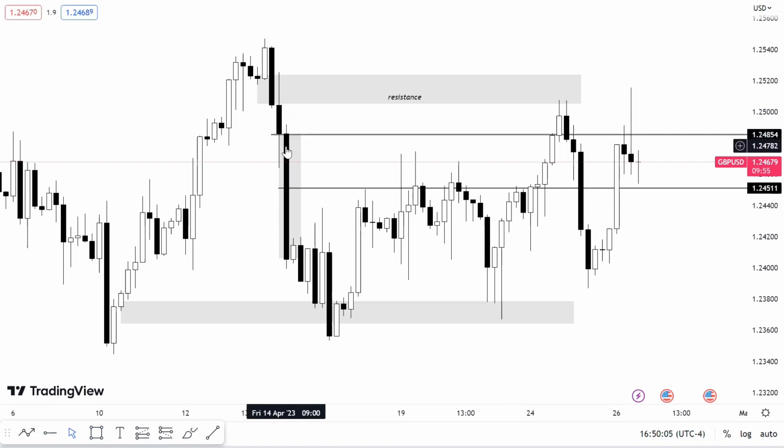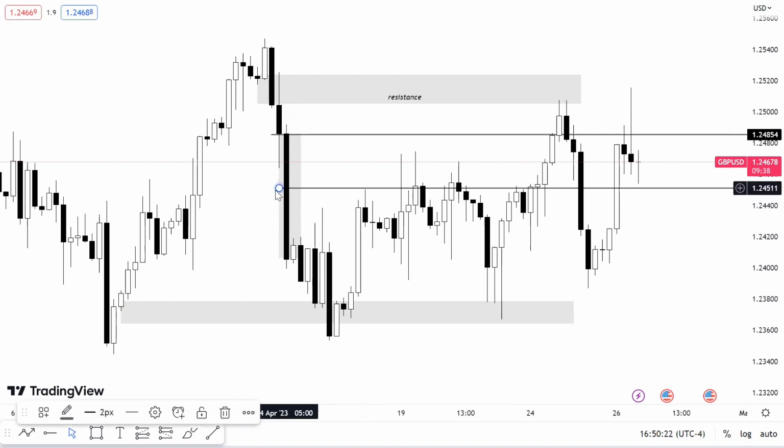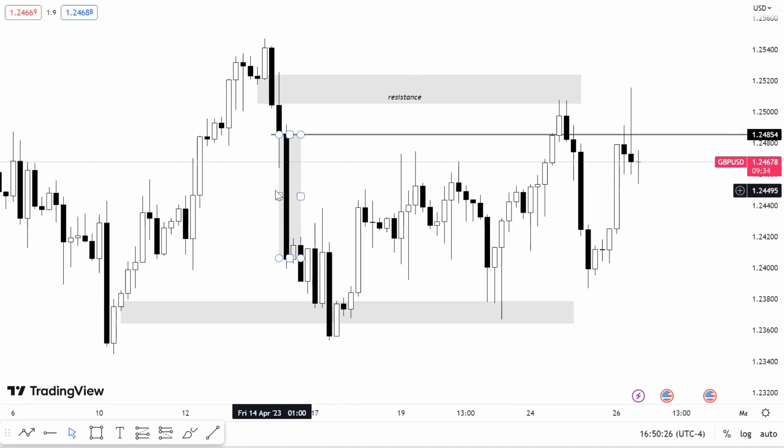Because what happens there is there was an order that pushed price all the way down aggressively like that, as you can see on this big arm right here. And then this candle is where there is a 50% push to the downside. So when they come there, they will close that 50% order and then push all the way down. Now, the trick to this, it's not that it will just go there and aggressively push down.